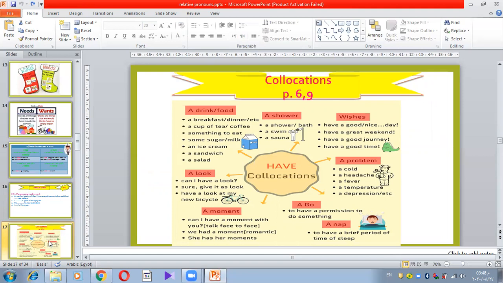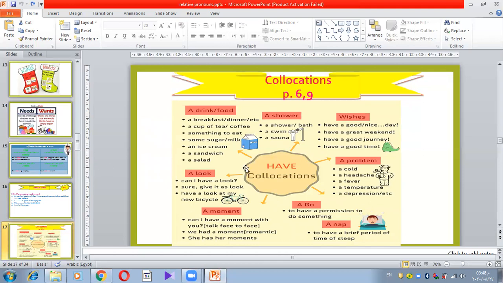Collocations. We have already taken make, do, and take. Today we are gonna take collocations with have. These are very common, guys. That's why I mostly want you to know them.